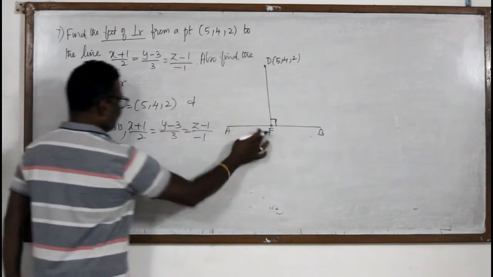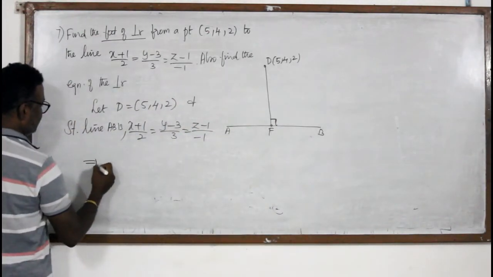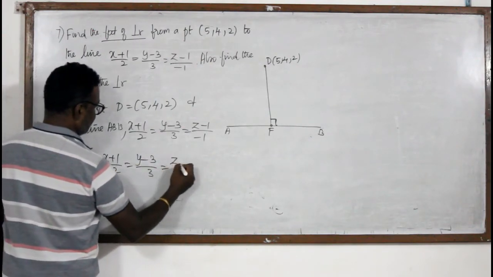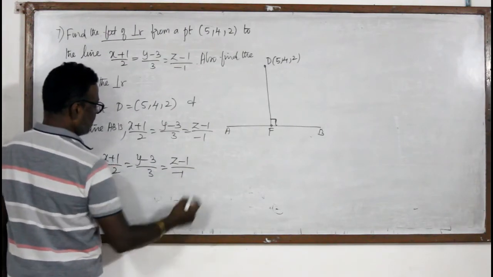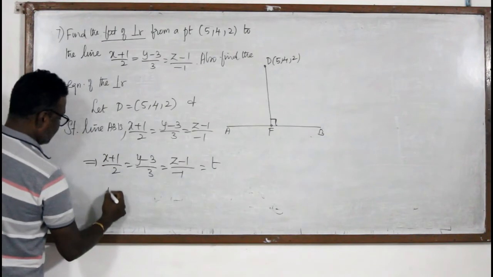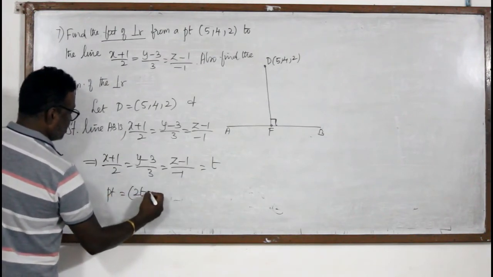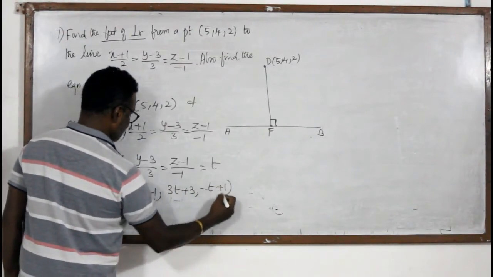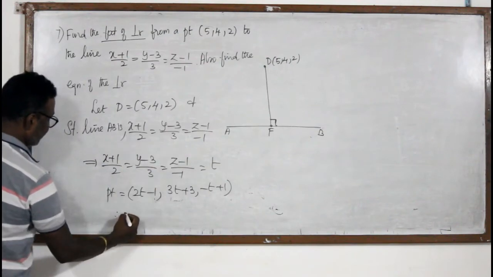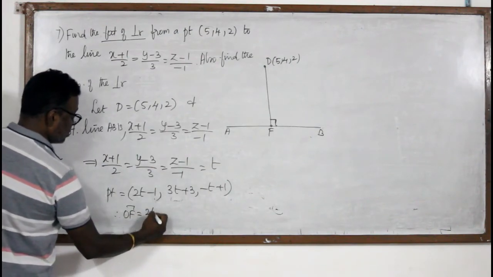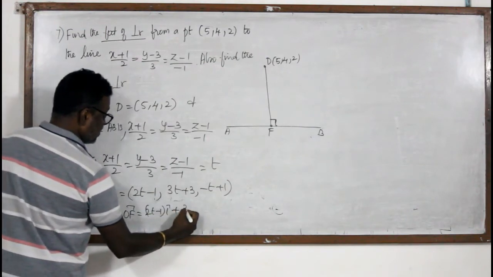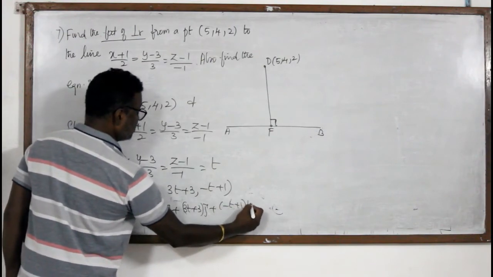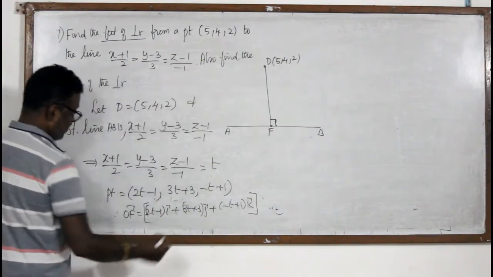Listen here. This F is on AB, isn't it? Therefore, (x+1)/2 = (y-3)/3 = (z-1)/(-1). Suppose I take it as t, then the point is (2t-1, 3t+3, -t+1). Therefore, this is our point F, that is the OF vector is (2t-1)i + (3t+3)j + (-t+1)k. This is our OF vector.